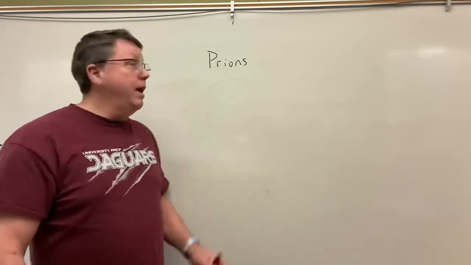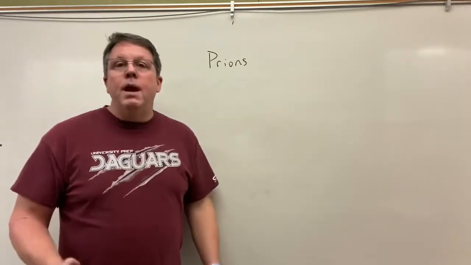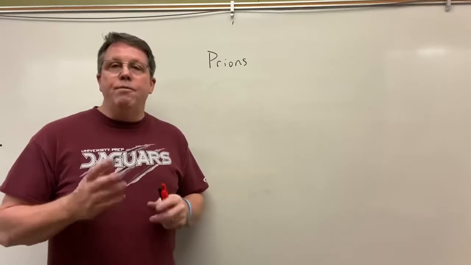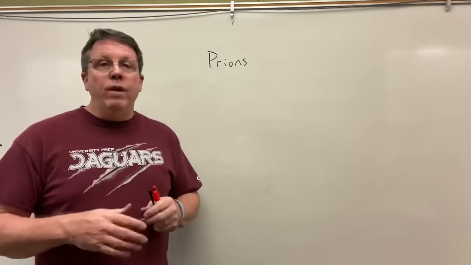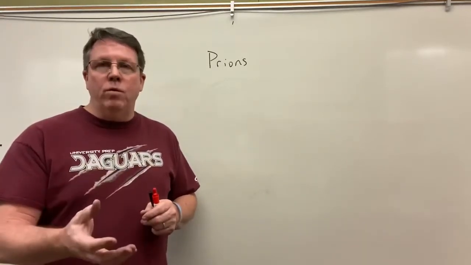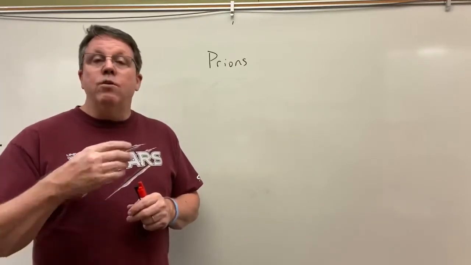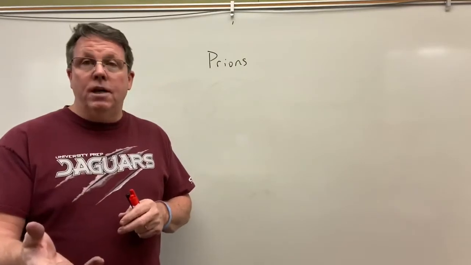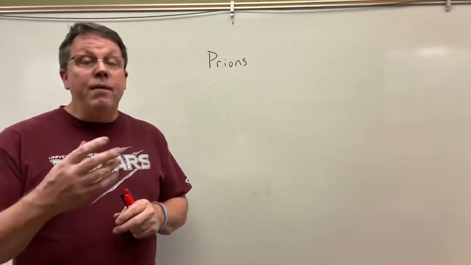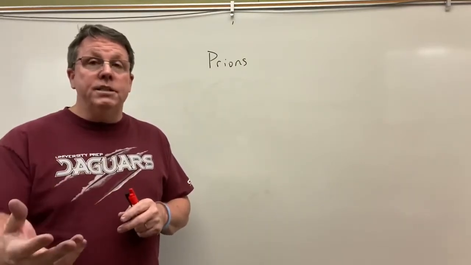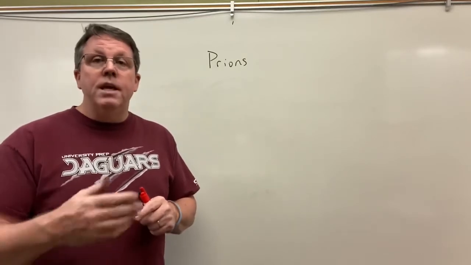Hi everybody, so today we're going to be talking about prions. And what's a prion? A prion is an abnormally shaped protein that when it comes in contact with a normal protein, it changes the shape of that normal protein so that the normal protein then goes on to become a prion. Now that prion will go on to change the shape of another normally shaped protein and a cycle starts.